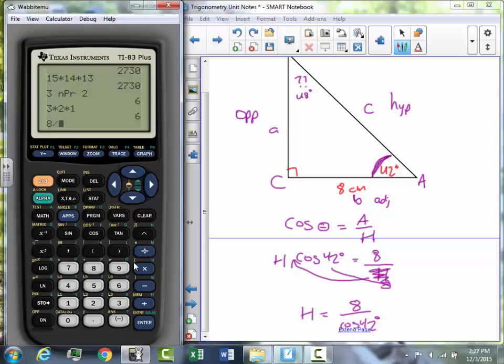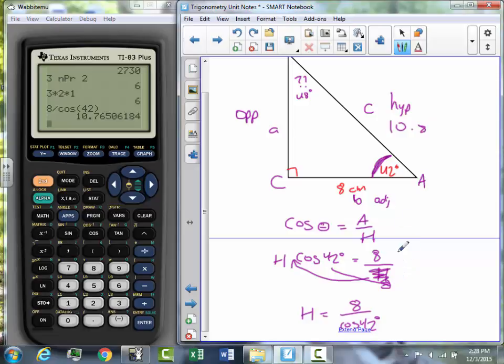So let's try this. 8 divided by the cosine of 42. Before I even press enter, tell me something about this number. Should it be bigger or less than 8? Greater than 8 or less than 8? Why does it have to be greater? Good. And I got 10.765. As a general rule of thumb, just to make things simple, always round to the 10th. I know that goes right in the face of me telling you about exact values for the last little while, but just to make things simple, just round to the 10th. So let's call this 10.8. Does that make sense?